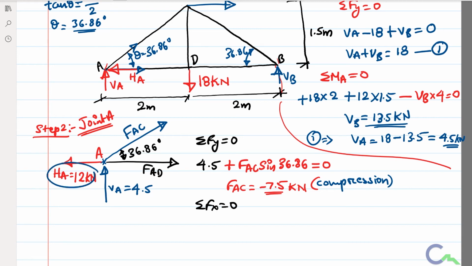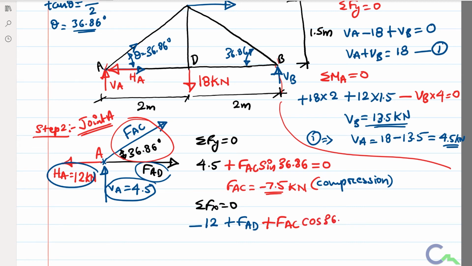So HA is acting in negative direction, therefore I will take minus 12. VA, there is no horizontal component because it is acting exactly vertical. FAD acting in positive direction, FAD. Then the horizontal component of FAC, if I resolve FAC, it is going to act in positive direction, therefore plus FAC. Angle is given with respect to horizontal, therefore horizontal component is cos, therefore cos 36.86 is equal to 0.